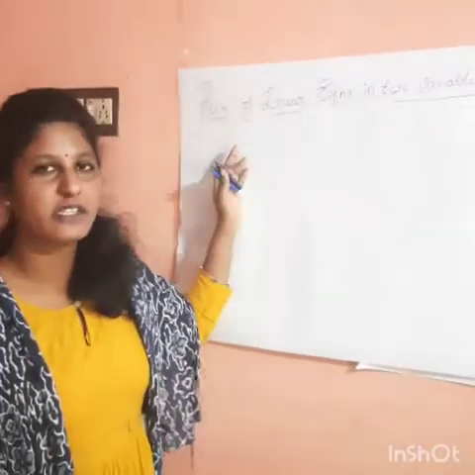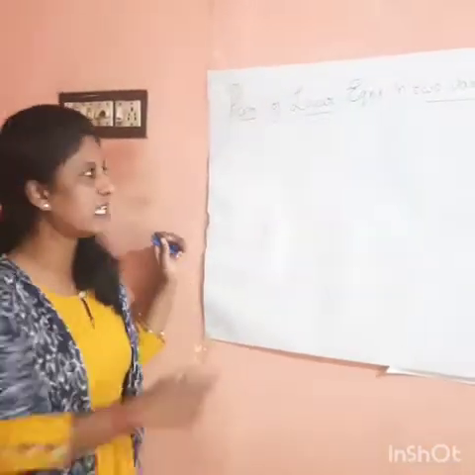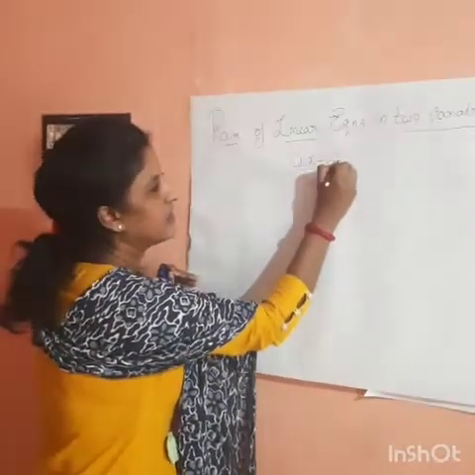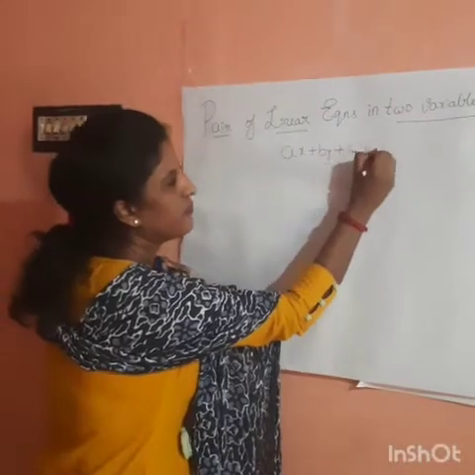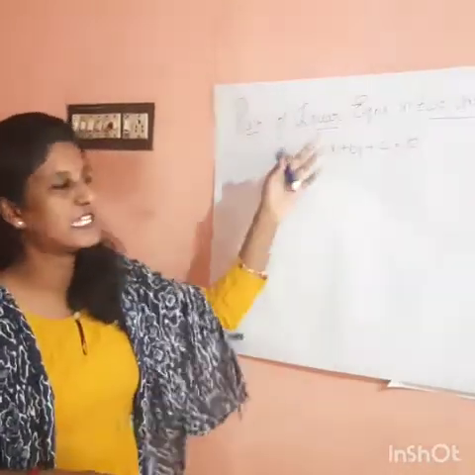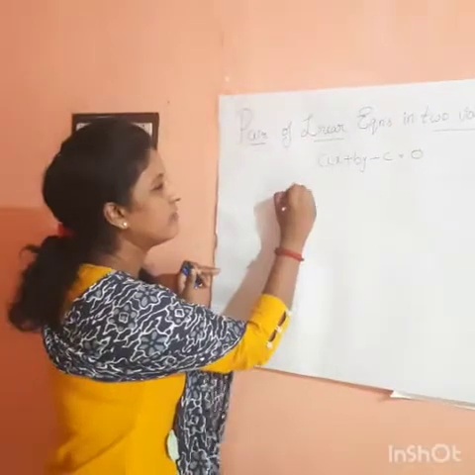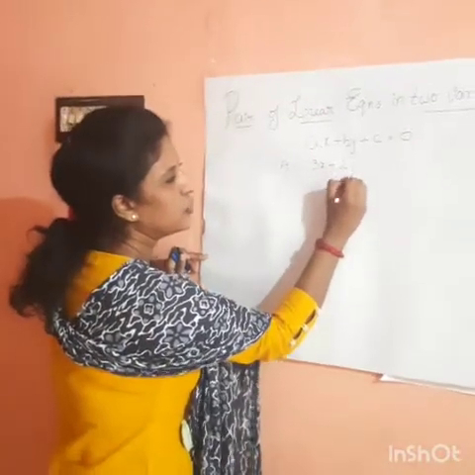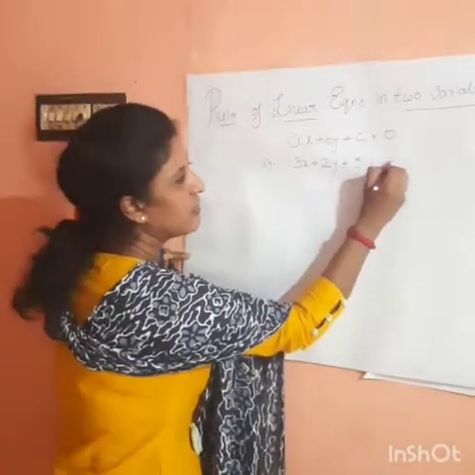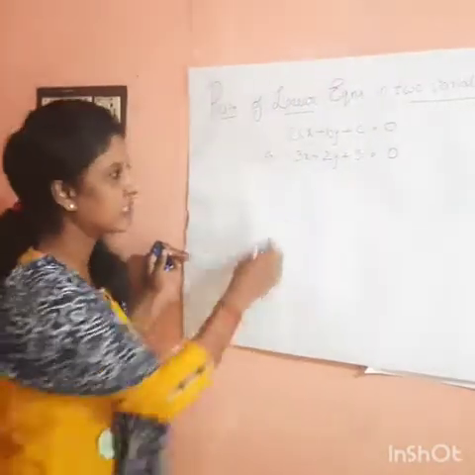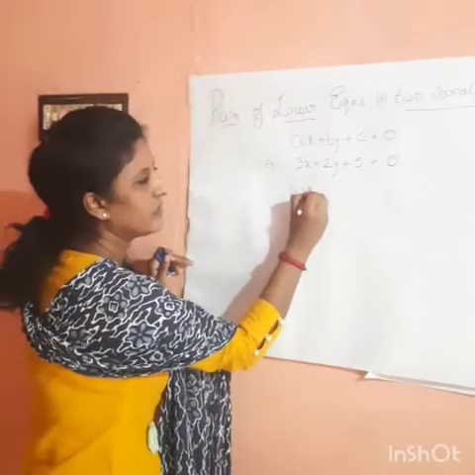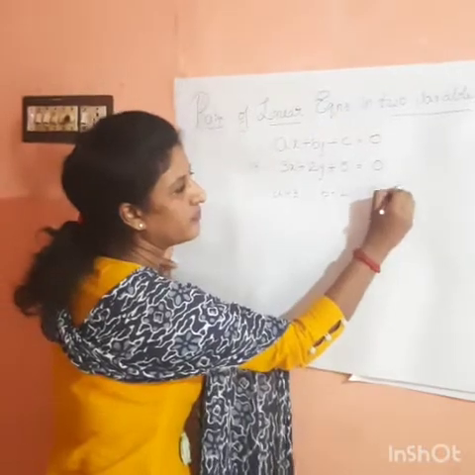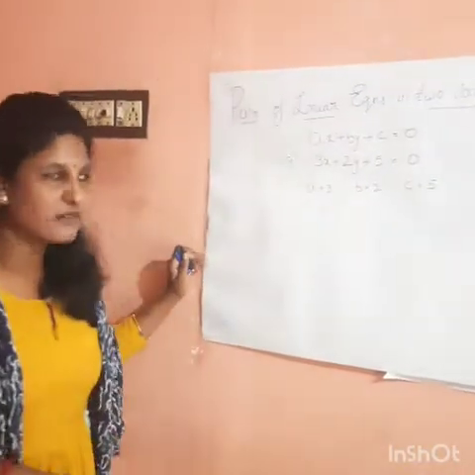Going to this, the standard form of linear equation is ax plus by plus c equals 0. This is the standard form of a linear equation. For example, 3x plus 2y plus 5 equals 0. Here x and y are the variables. Here a value is 3, b value is 2, and c value is 5. Here a and b are not equal to 0.